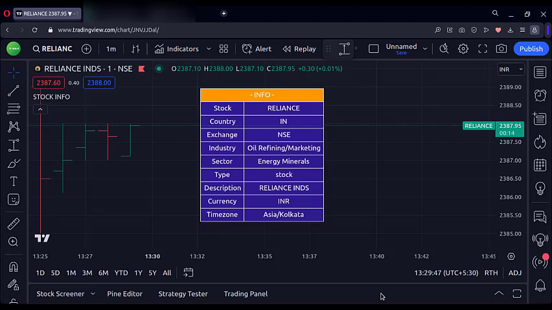Hi. In this video we will see how to get various information attributes about a stock in TradingView Pine script. This is what the final output would look like. We will understand this in a moment. Let's see the Pine script code now.